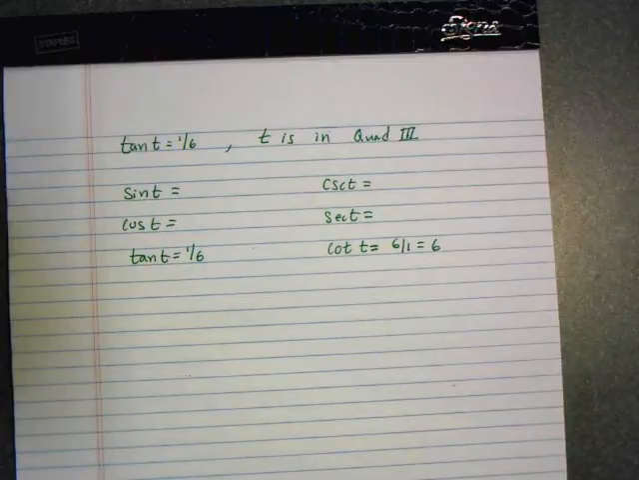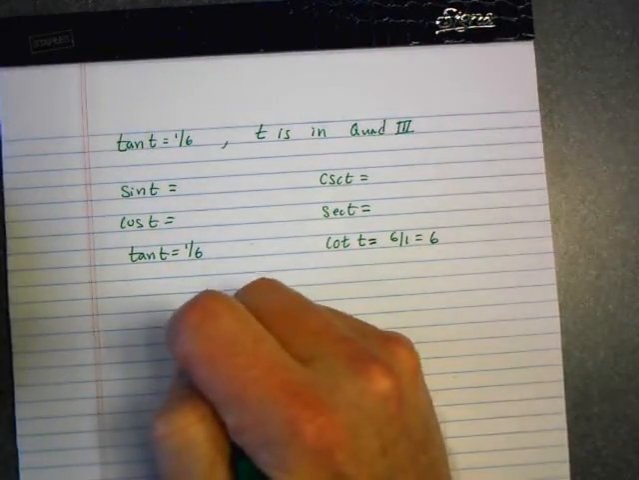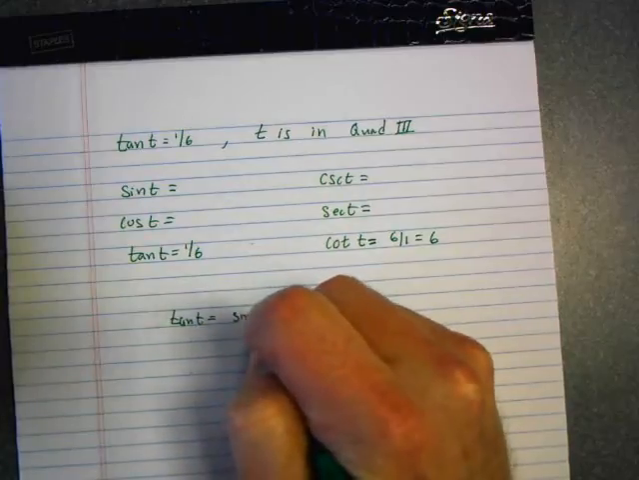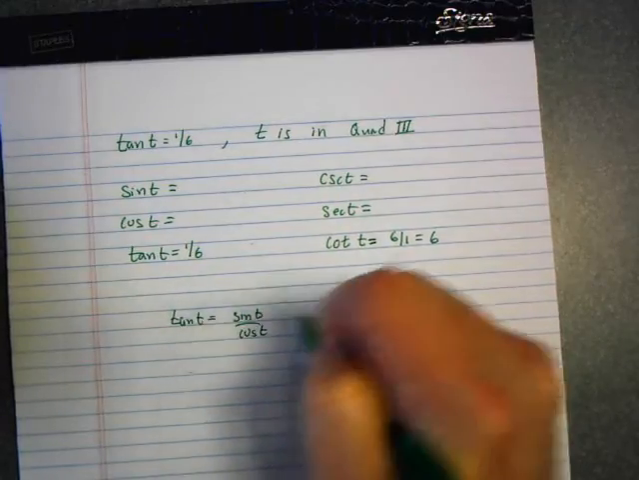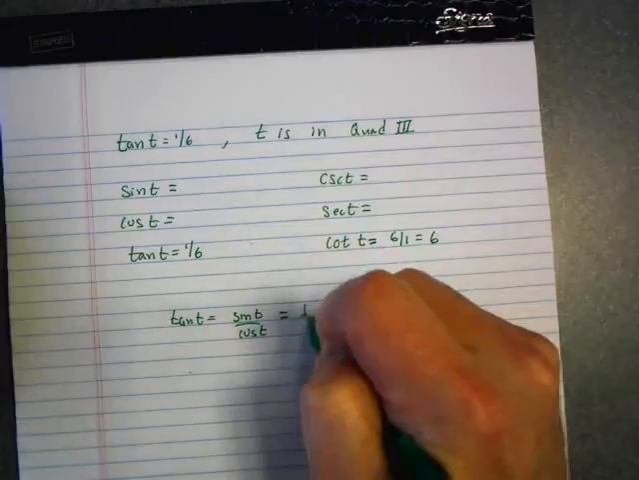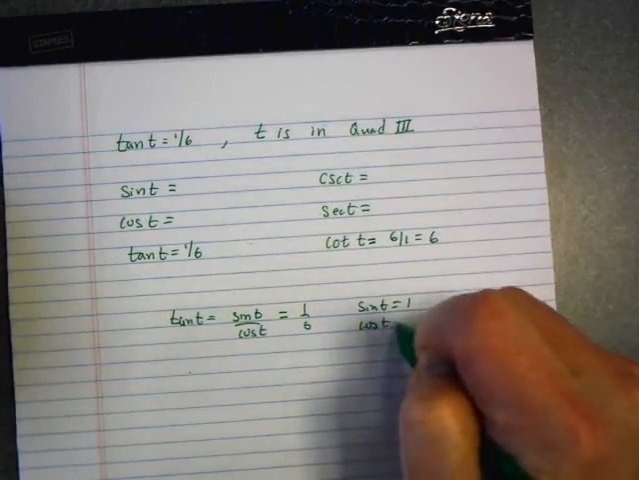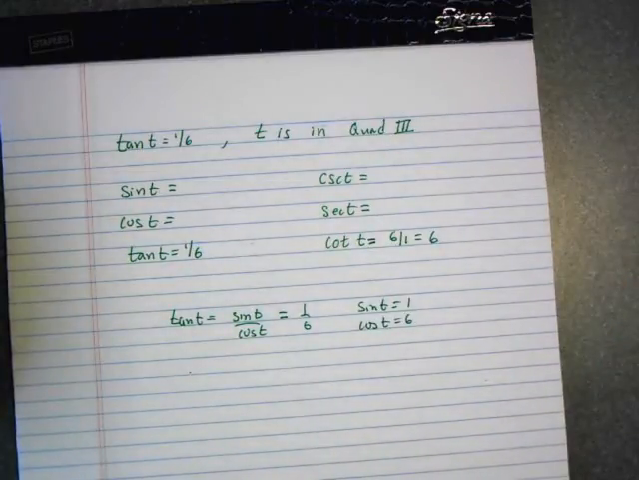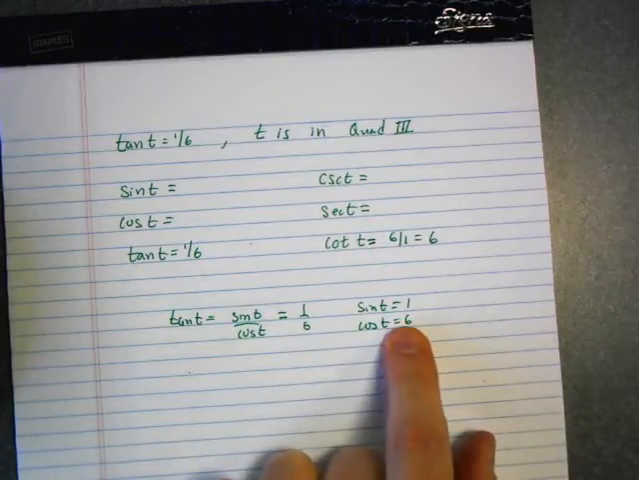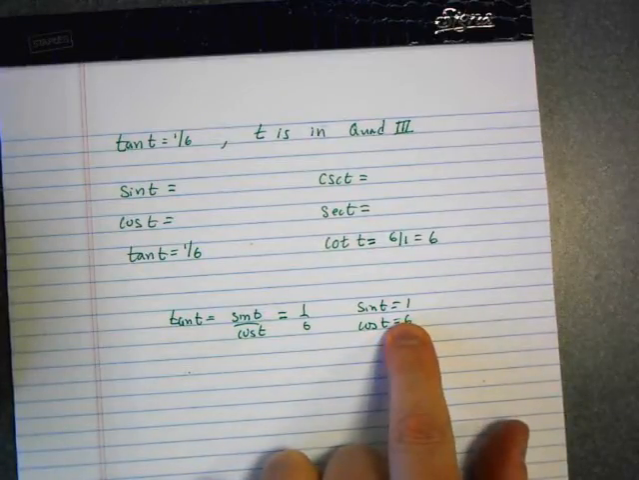Okay, so we do know that tangent is sine over cosine. So it's tempting to do that. I agree. Tangent t is sine t over cosine t. So it's tempting to say that sine t is 1 and cosine t is 6, except you'd have to deal with some pluses and minuses to be in the right quadrant. But that can't possibly be right. Cosine t can't possibly be the number 6. Why not? What's the biggest possible answer for cosine?